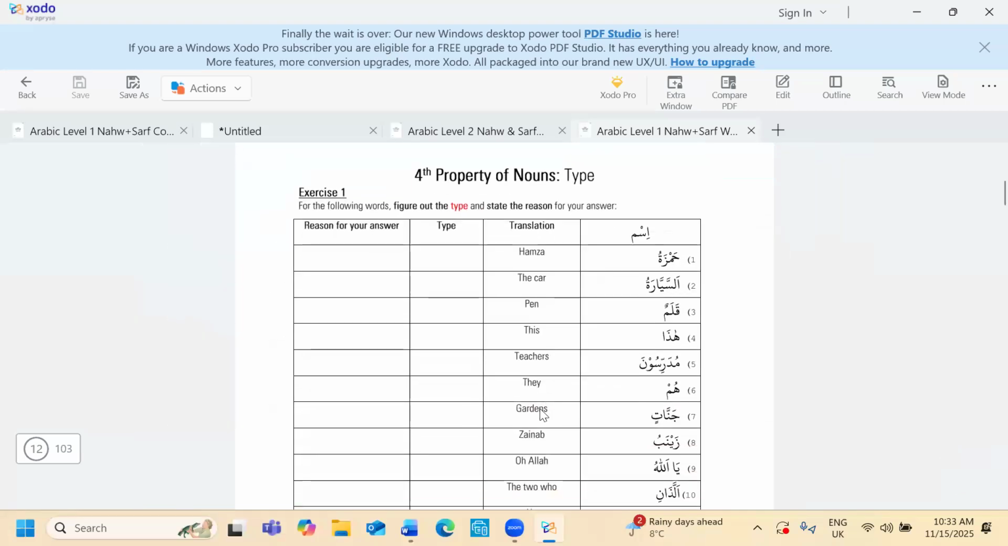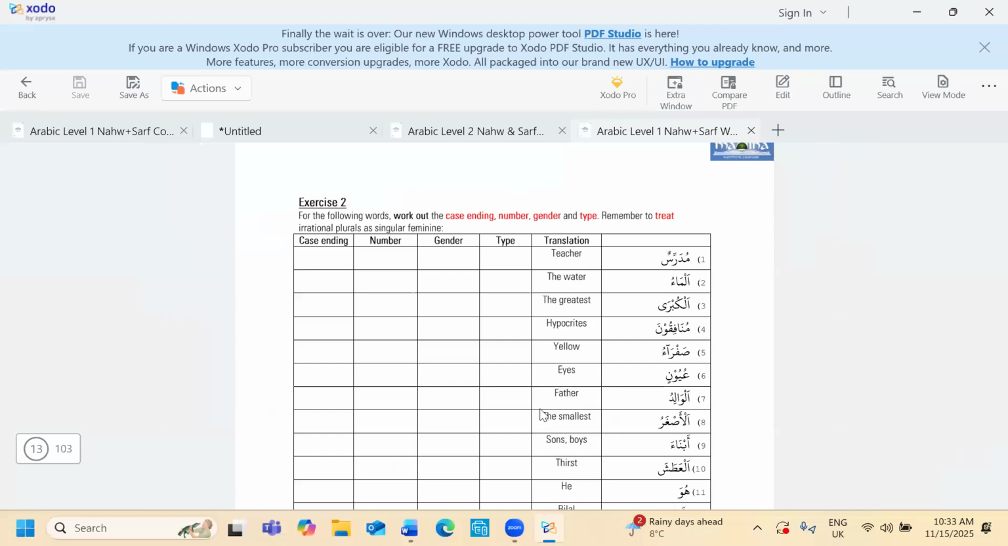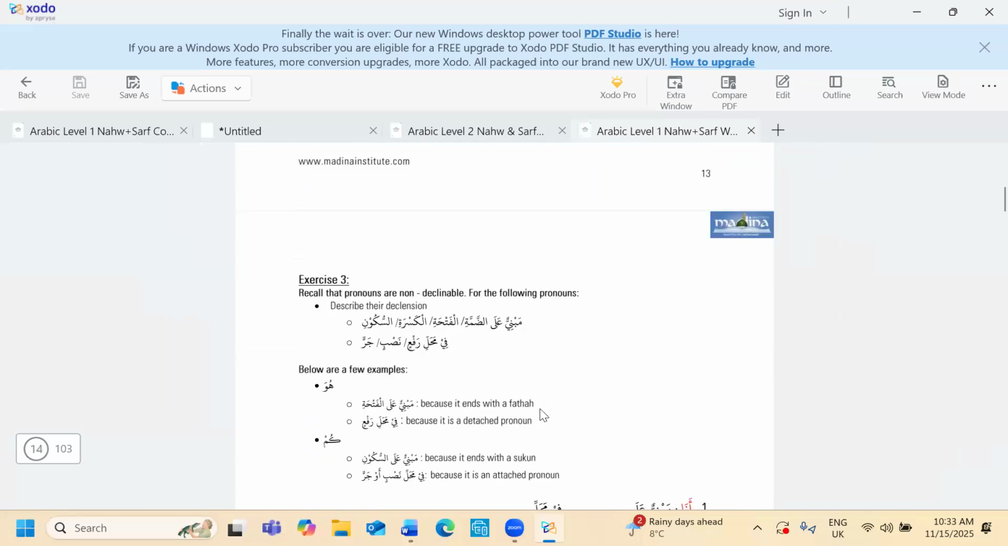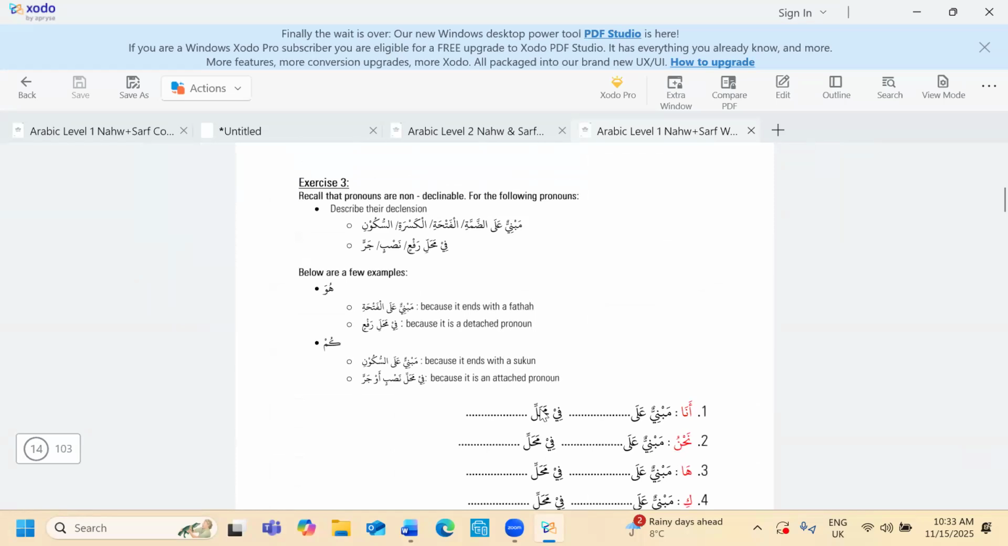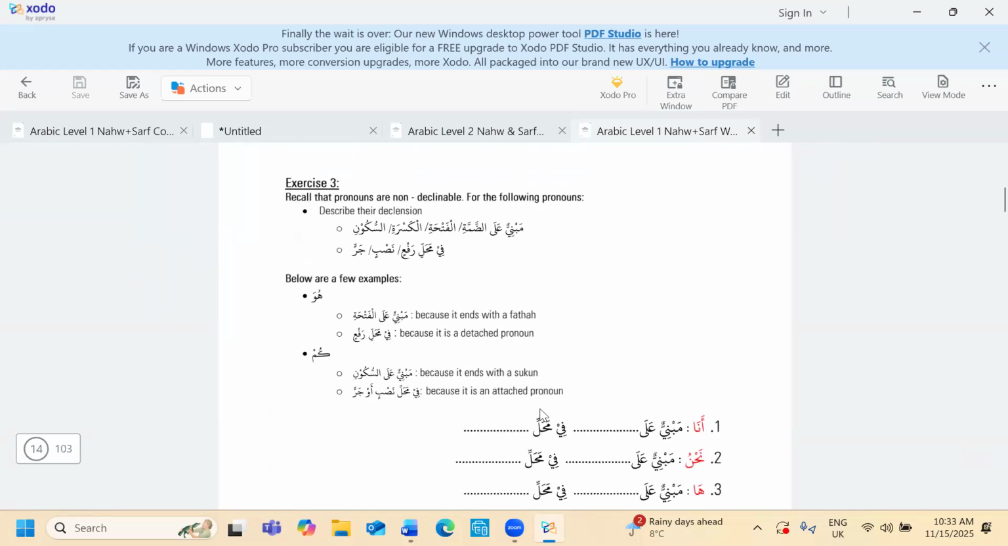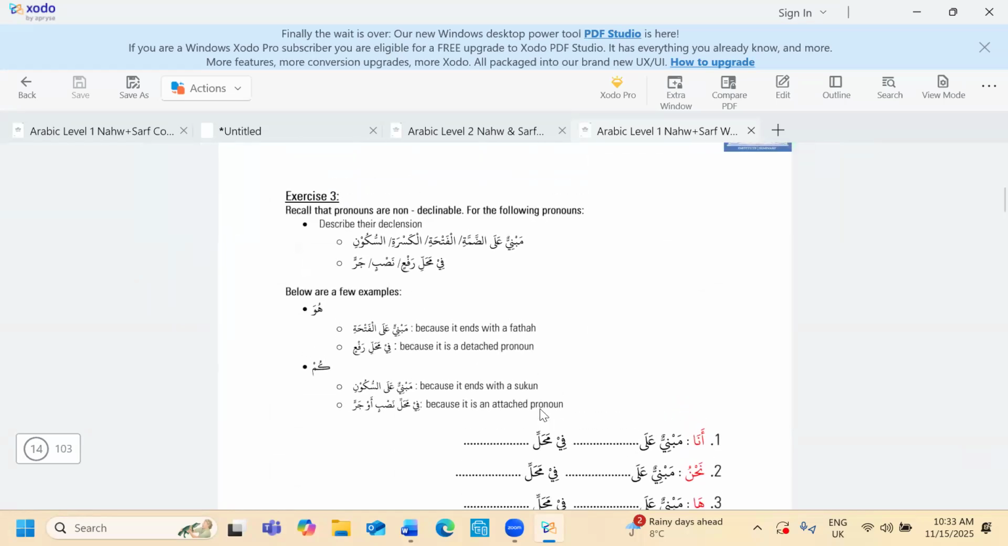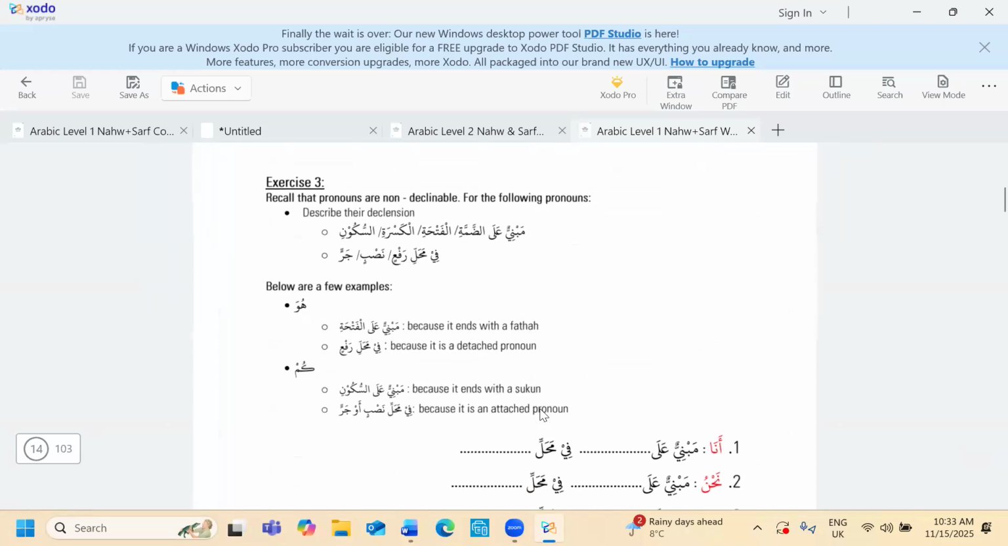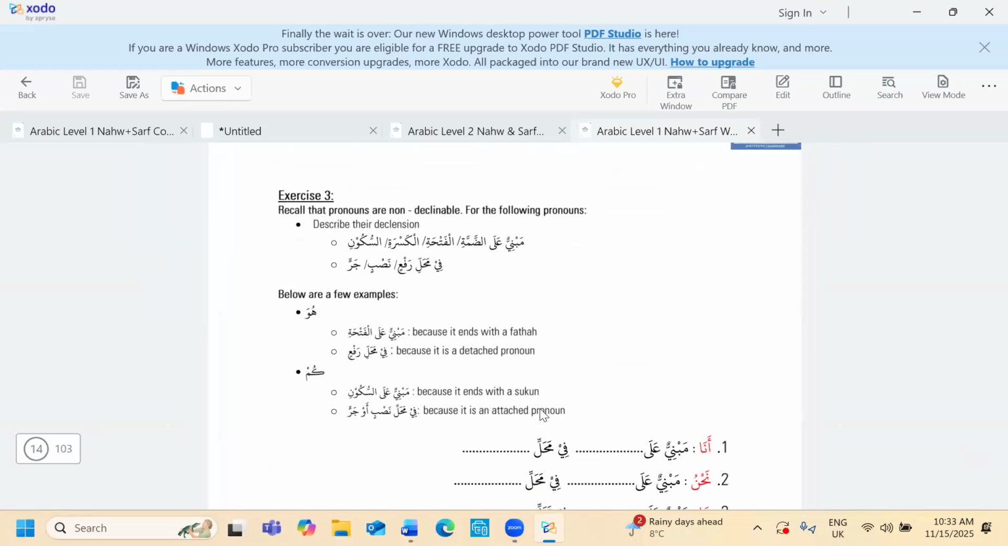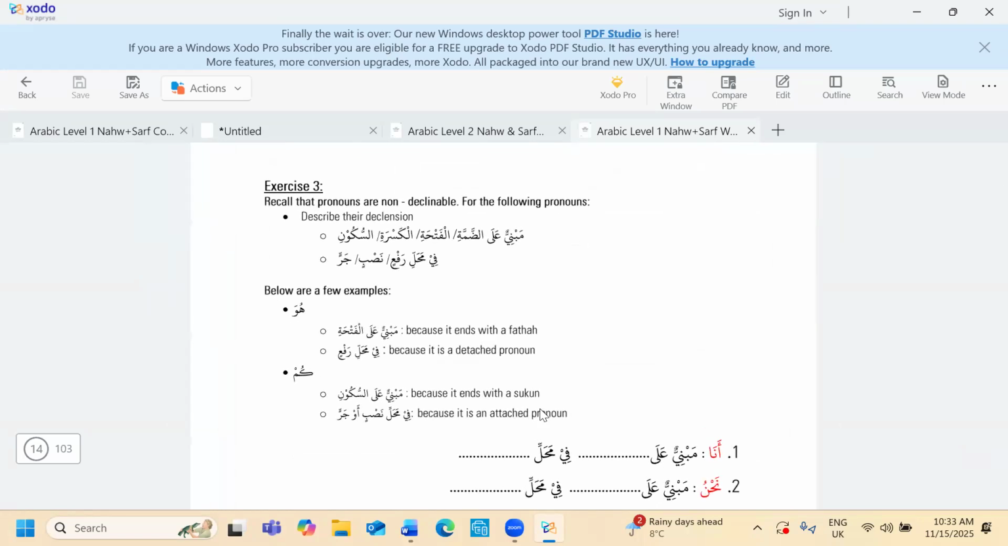No, so this is an exercise on type. Let me see if you got something on pronouns. This is an exercise that you can skip, but if you want to attempt it, please attempt it. When it comes to mabni words, what did we say about mabni words? How do you describe them? You describe them by the ending.